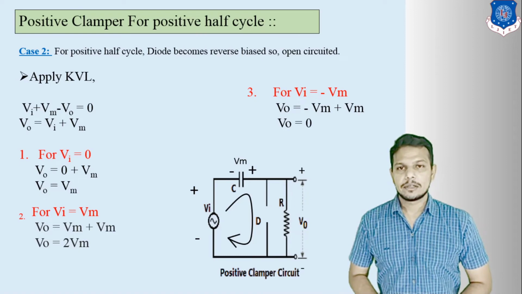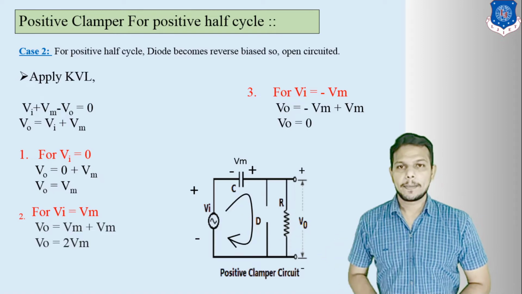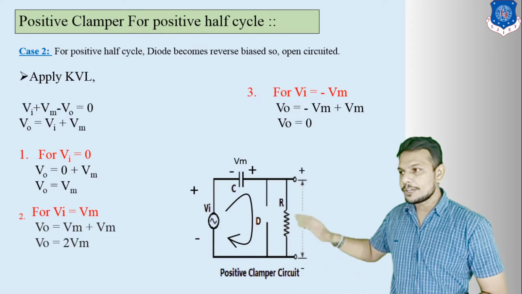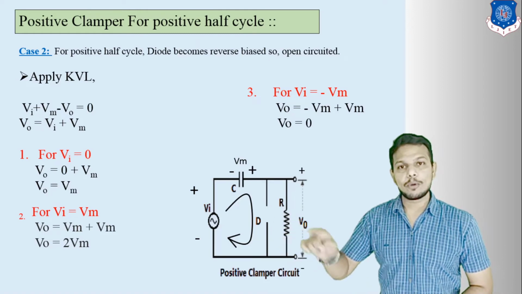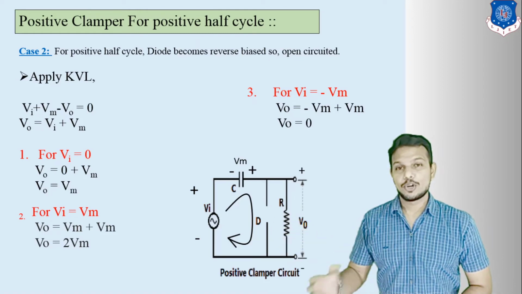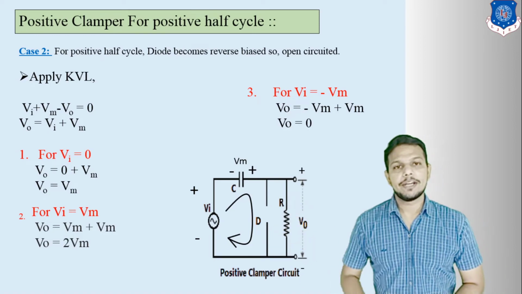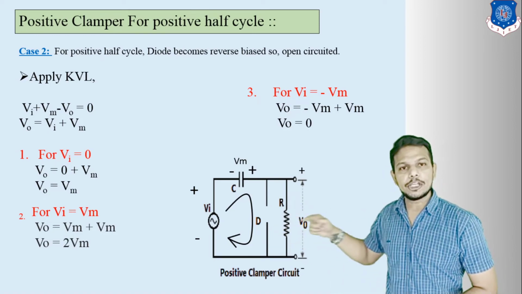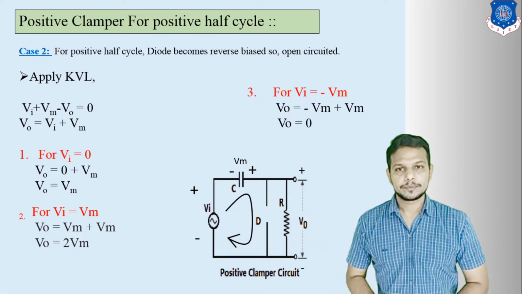Number 1, first, if VI's value is equal to 0, then what happens? If VI is equal to 0, then VO is equal to 0 plus VM. 0 plus VM, that means your final output voltage will be VM. So here we can see VO is equal to VM voltage in number 1.